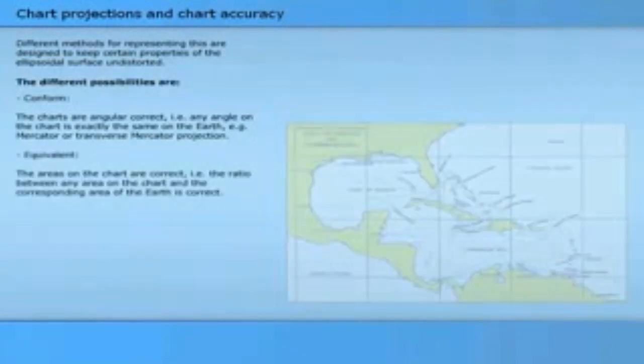Equivalent. The areas on the chart are correct, i.e., the ratio between any area on the chart and the corresponding area of the Earth is correct. Charts used at sea for navigation are normally made in Mercator or transverse Mercator projection. On a Mercator chart, a straight line between 2 points represents the course between the points.